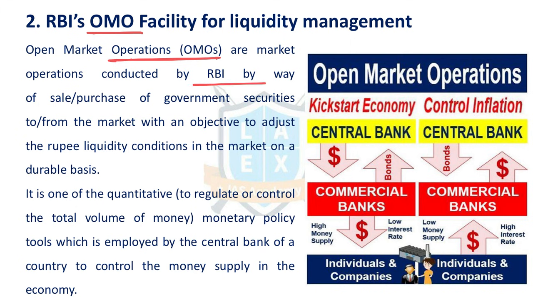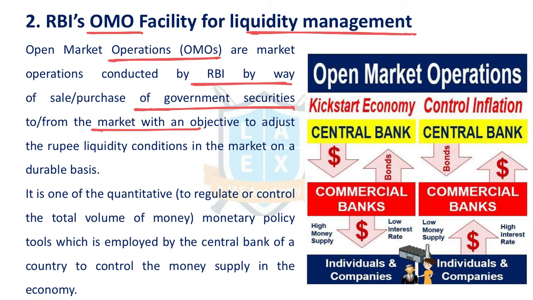OMOs are conducted by RBI on behalf of the government. Under this, there is simultaneous sale and purchase, or sale of government securities one time. After some time, purchase of government securities is done. It can be done simultaneously or independently. So, sale and purchase of government securities to and from the market is known as Open Market Operation facility. Last year, RBI started the OMO facility to manage liquidity during the September month.